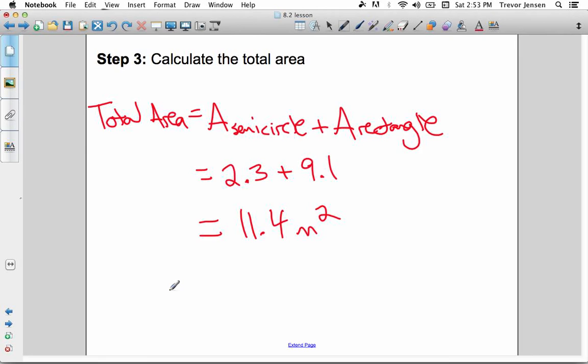Those ones are nice and easy to do. When you've got a composite figure that's made up of two or more figures, just find the area of each of the figures, add them together, that'll give you the total area of your composite figure.